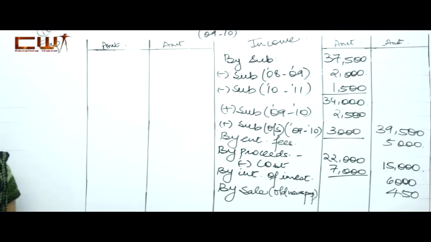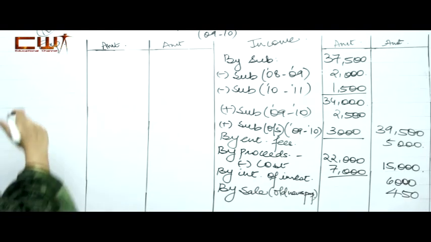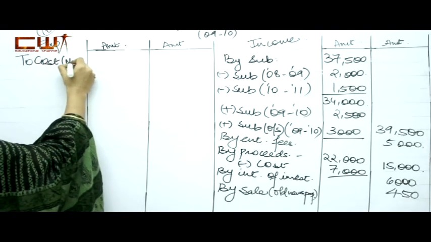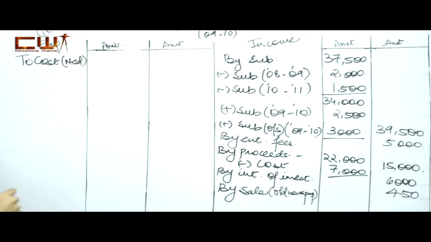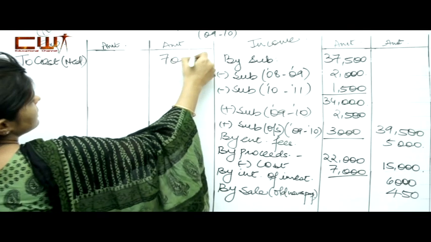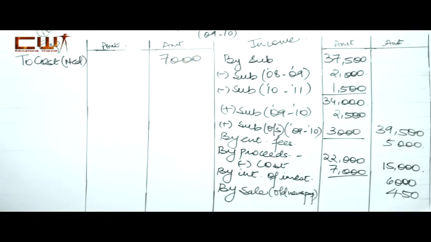Expenditure side is... we come on to the expenditure side. First is the cost of medicines that is incurred. So write cost of medicines, right? Cost of medicines they have given you directly, there is no adjustment. So 7,000 will appear in this column.